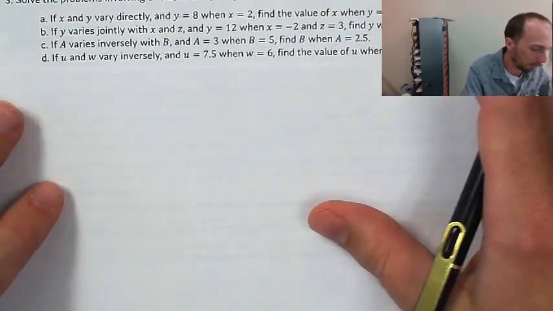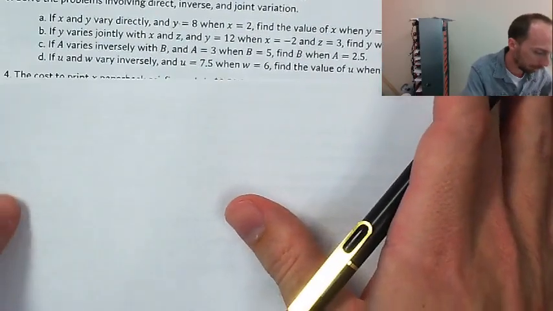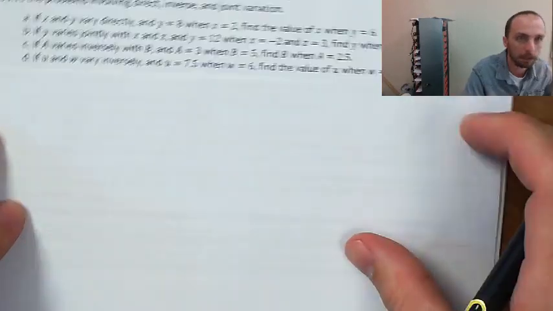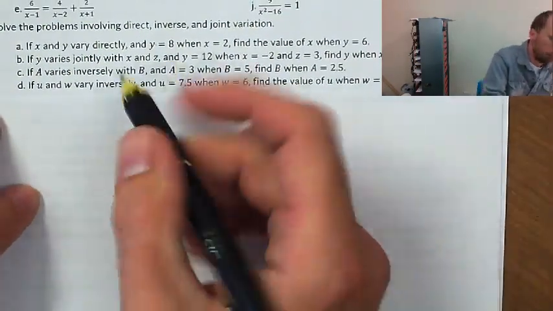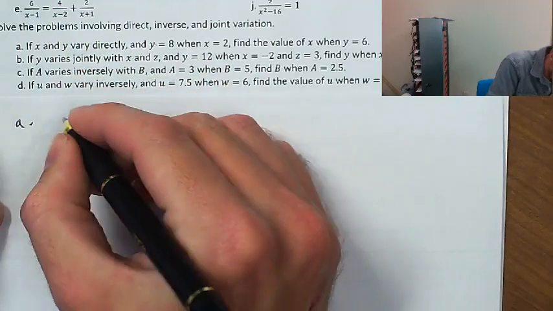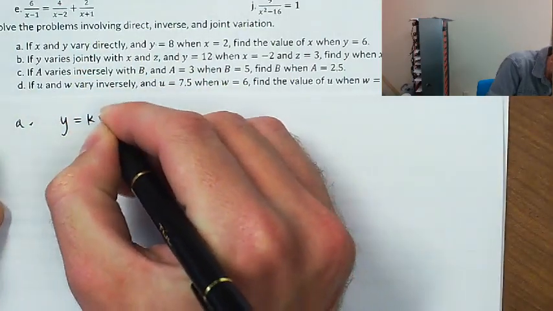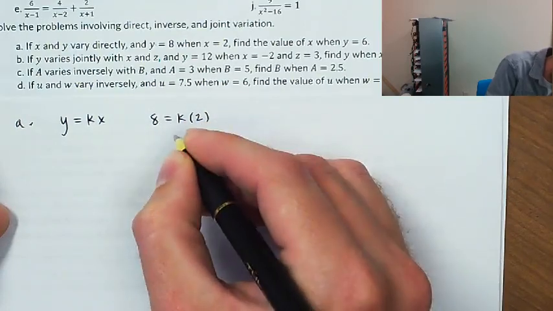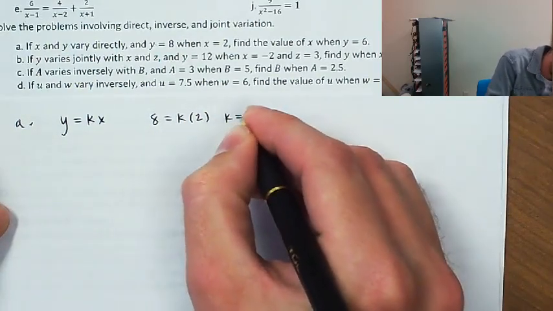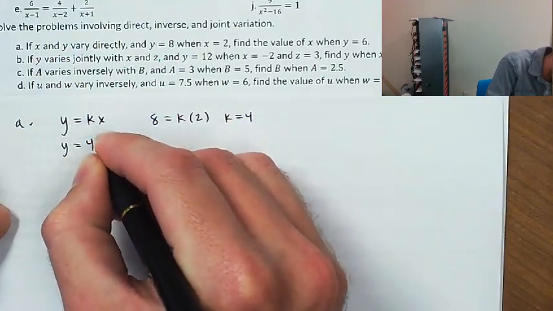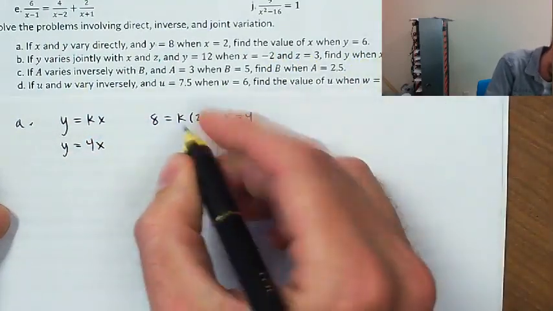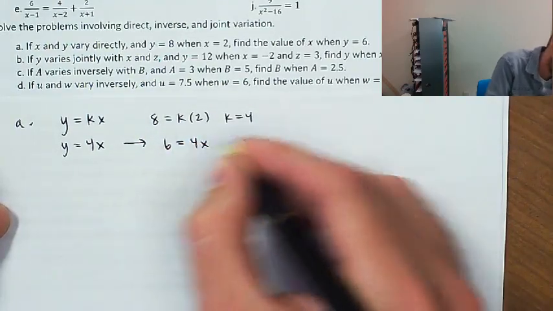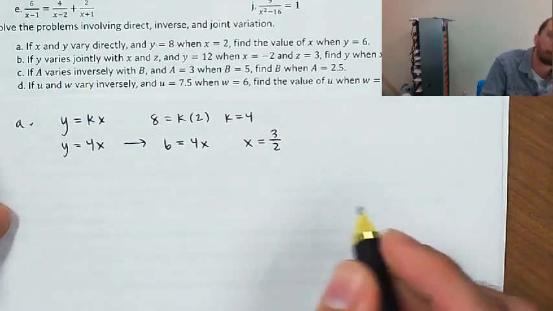Say, all right, solve the problems involving direct, inverse, and joint variation. Okay. If x and y vary directly, with y equaling 8 when x equals 2, then that means y is equal to some number k times x, and y is equal to 8 when x is equal to 2. So that means that k has to equal 4. So y equals 4 times x. What's the value of x when y equals 6? 6 equals 4x. x equals 6 divided by 4, which is the same as 3/2.